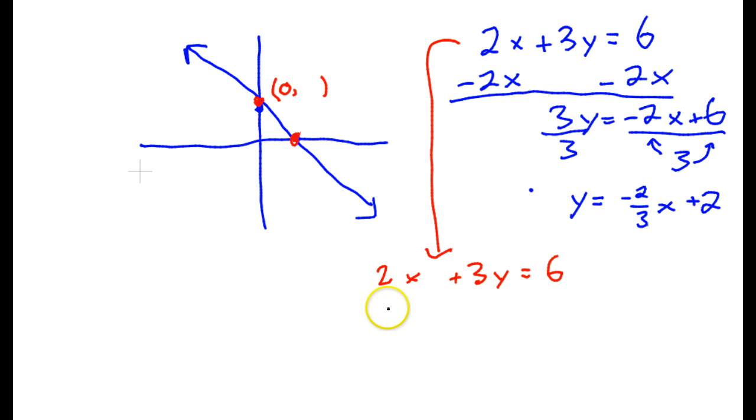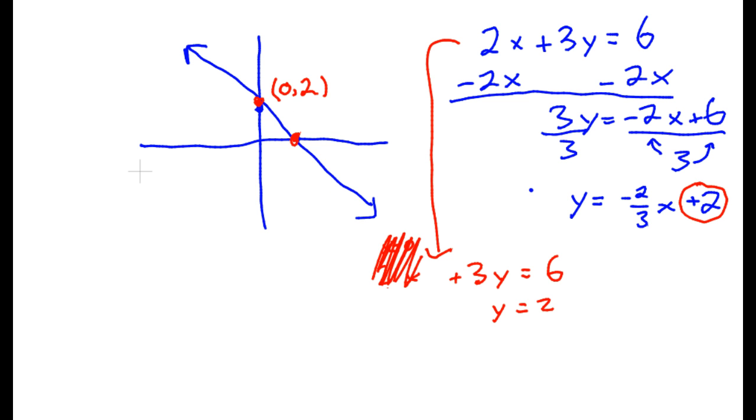So if I plug x equals 0 into here, what would I have? If x equals 0 right here, this would be 0 and just go away. So what does y equal? 3 times y equals 6. y equals 2. So I know that the y-intercept is 2. And that's the same thing we get right here. The y-intercept, b, is 2.